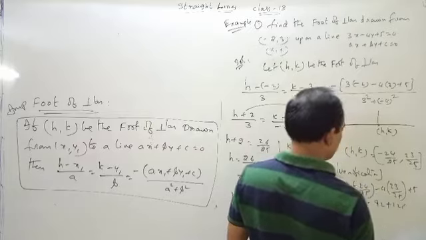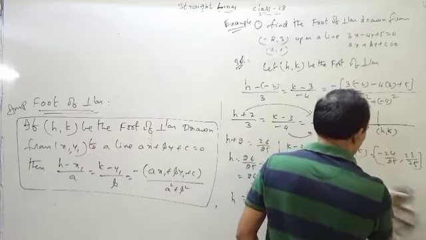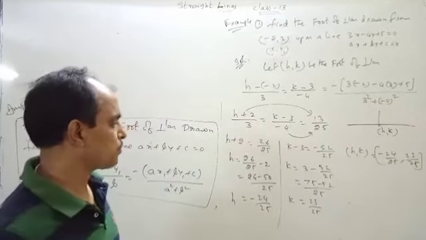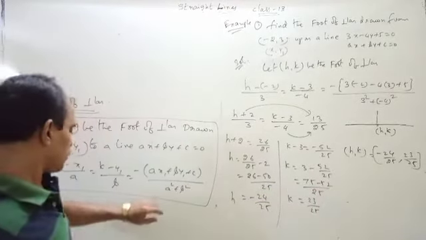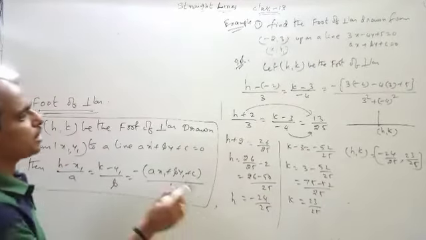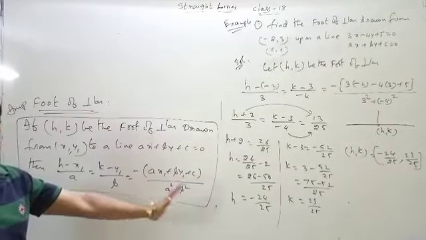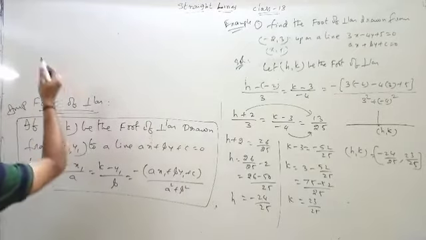125. Okay, we just verify the point. If it satisfies, then our answer will be correct. If not, there may be some change. Okay, if there is correction, we correct it. Okay, and you can do the same problem in a different way also. By using this formula, you can find this foot of perpendicular. Otherwise, we can do in different way also.